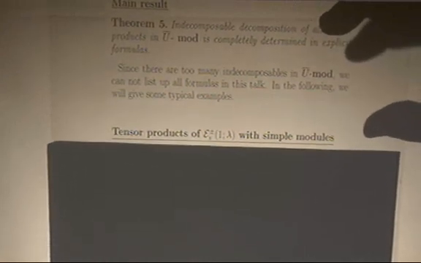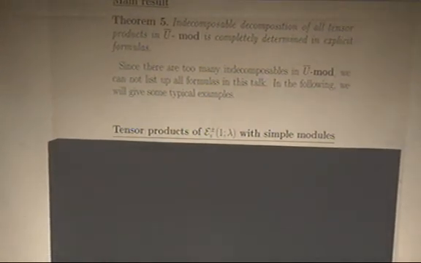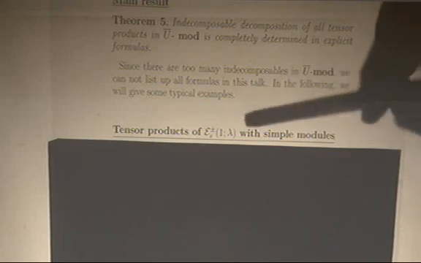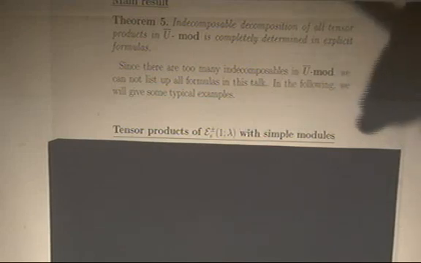Namely, first, I'll explain the tensor products of E_s^± lambda with simple modules. This module corresponds to the lowest, how to say, the module in the regular component of a Kronecker algebra.